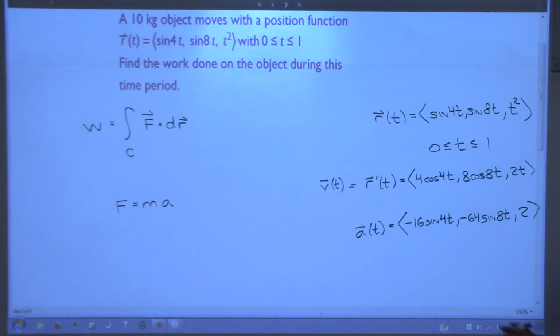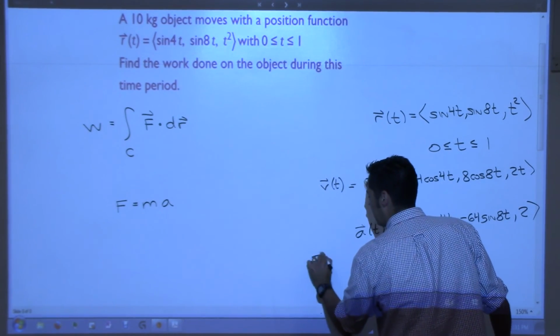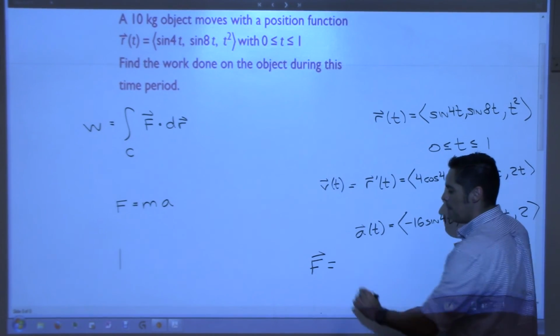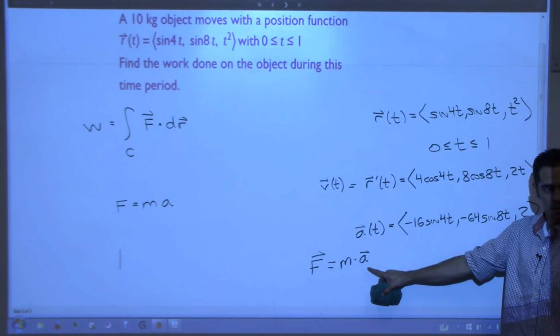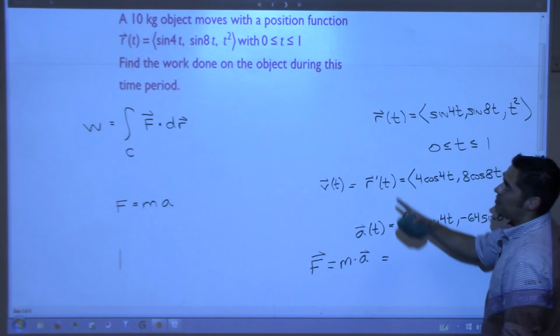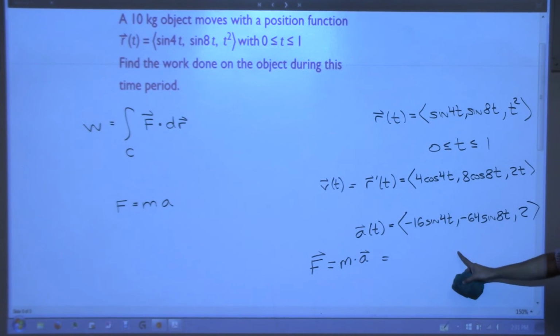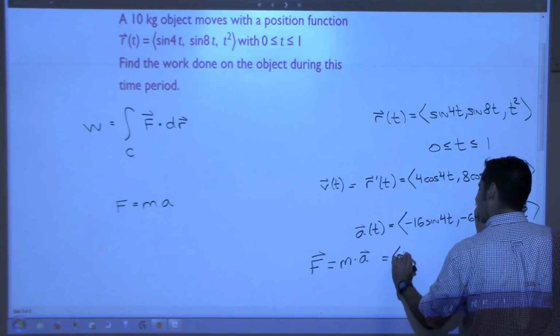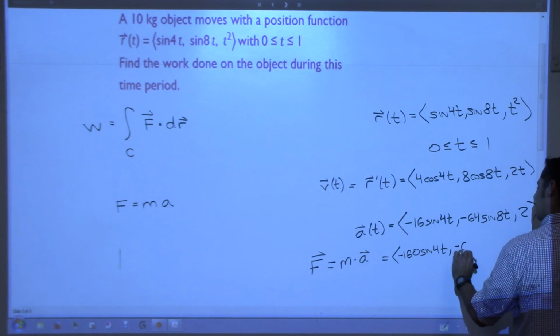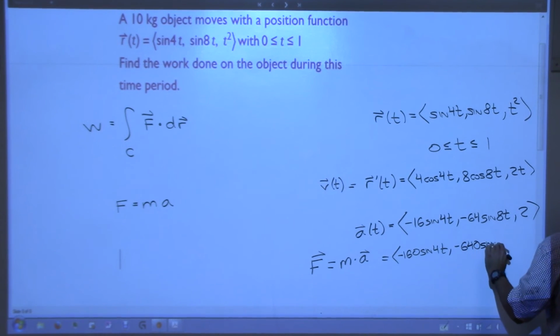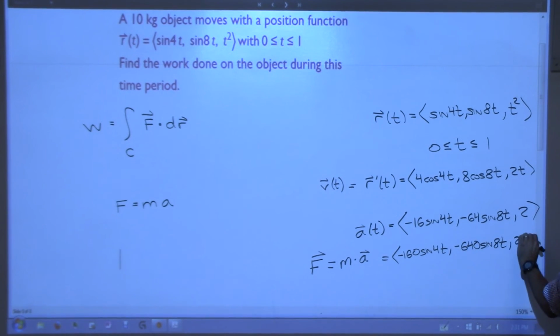Then if I want the force as a field, it's the mass times the acceleration function. Mass is 10, multiply this by 10, it's a scalar. So you get negative 160 sine 4t, negative 640 sine 8t, and then 20. There's your force.